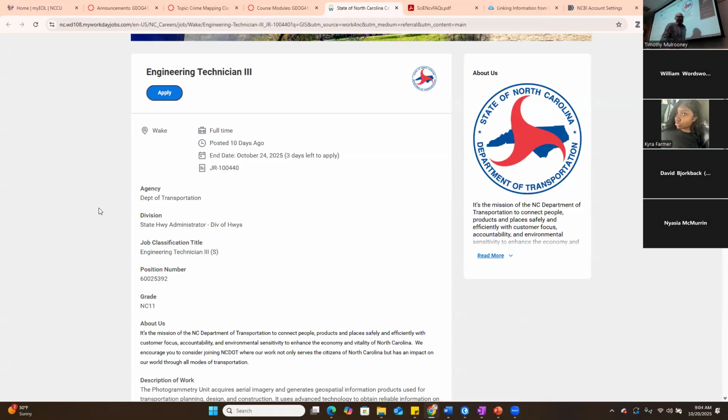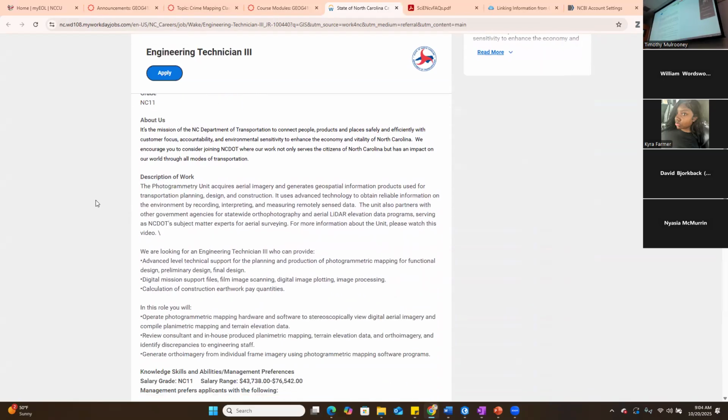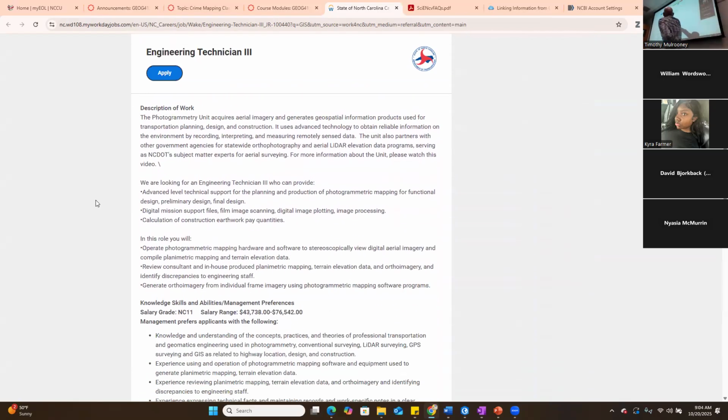And you can see down here, it's already kind of a trick question, but photogrammetry, you can see up at the top, acquires aerial imagery and generates geospatial information products used for transportation planning, design, and construction. It uses advanced technology, things like orthophotography. Orthophotography is just a big fancy word for airplanes flying, taking pictures with really fancy cameras and geo-registering it, basically giving it GIS coordinates so it can be superimposed on real world imagery. Kind of like the stuff that we did last week where we were tracing out buildings.